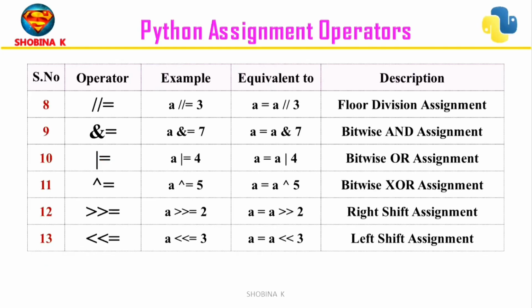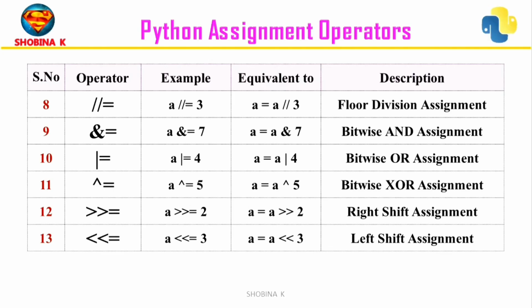Next up, the floor division assignment operator. It performs floor division on a variable with a specific value. This operator takes the current value of the variable and divides it by the specific value. It discards the fractional part and assigns the result, that is the quotient, back to the variable. A //= 3 is equivalent to A is assigned the result of A floor divided by 3.